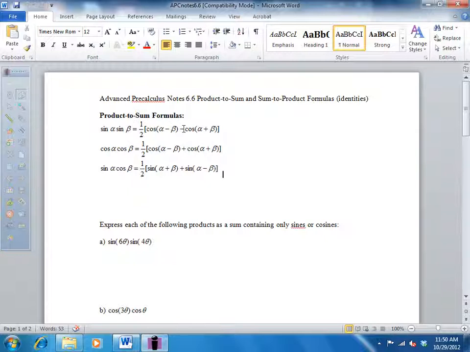These formulas, by the way, I would give you on the test, okay, because they're really hard to memorize. I still have to look at them all the time.